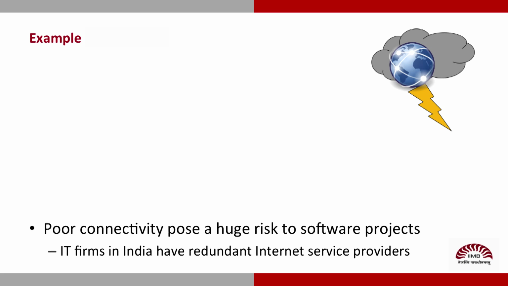You've lost me. Give me a real example. Sure, poor internet connectivity can pose a huge risk to software projects. So IT firms in India have redundant internet providers to handle this sort of a risk. Even then, there are no guarantees. Oh God, I can smell probability. Certainly, Lisa, and you know how to work with probabilities.